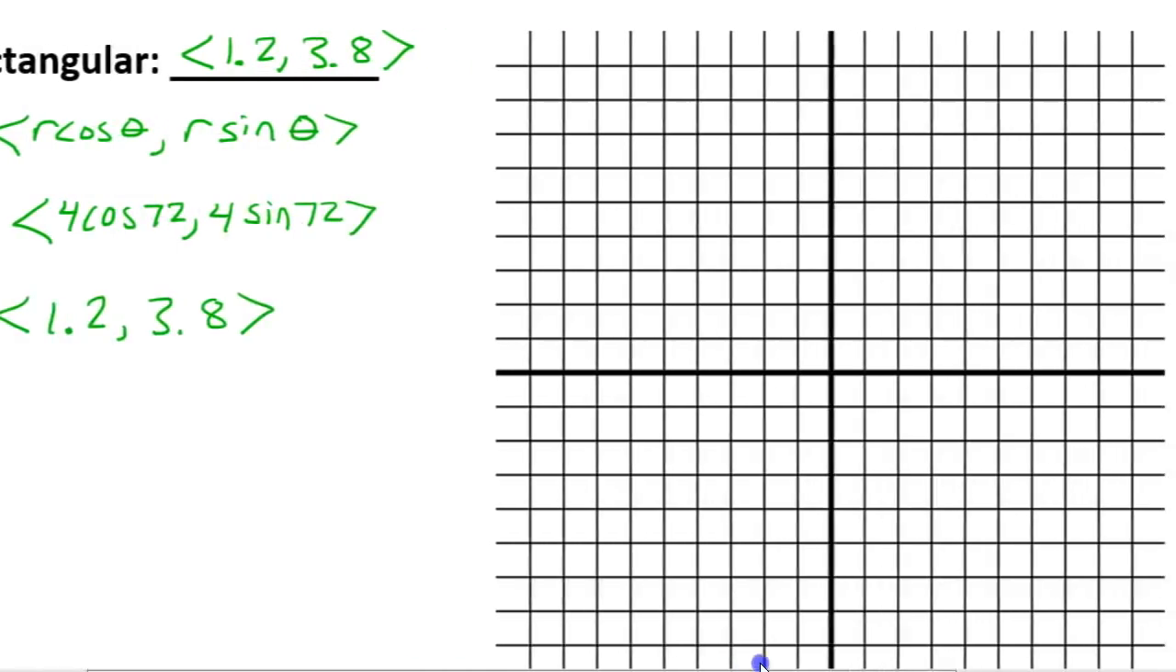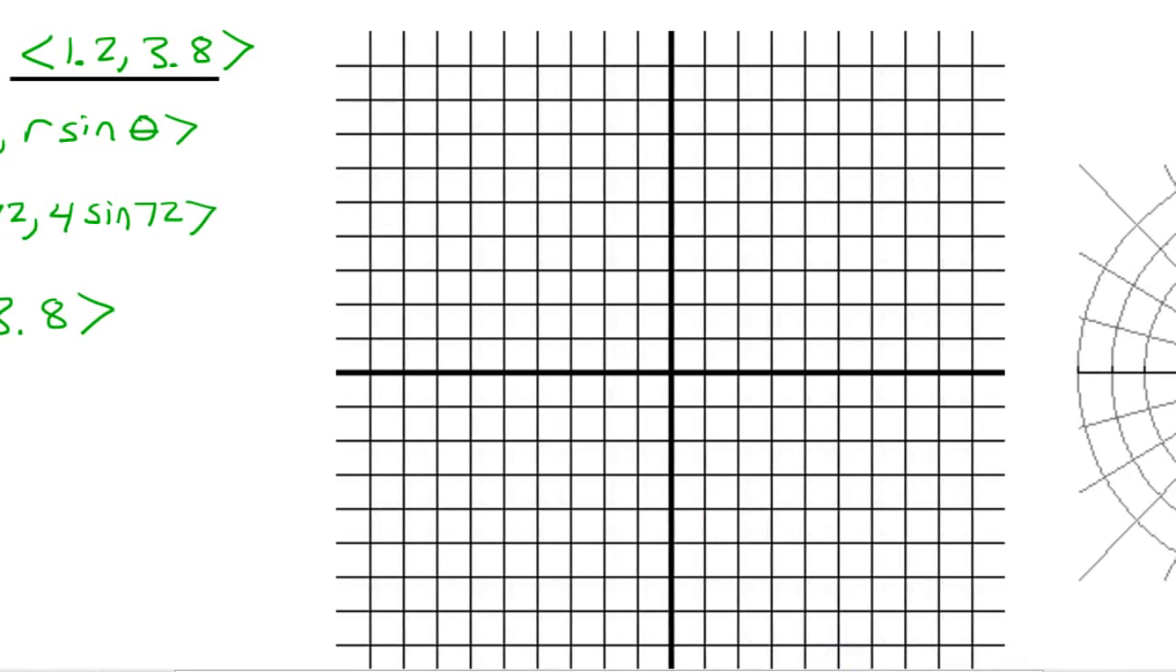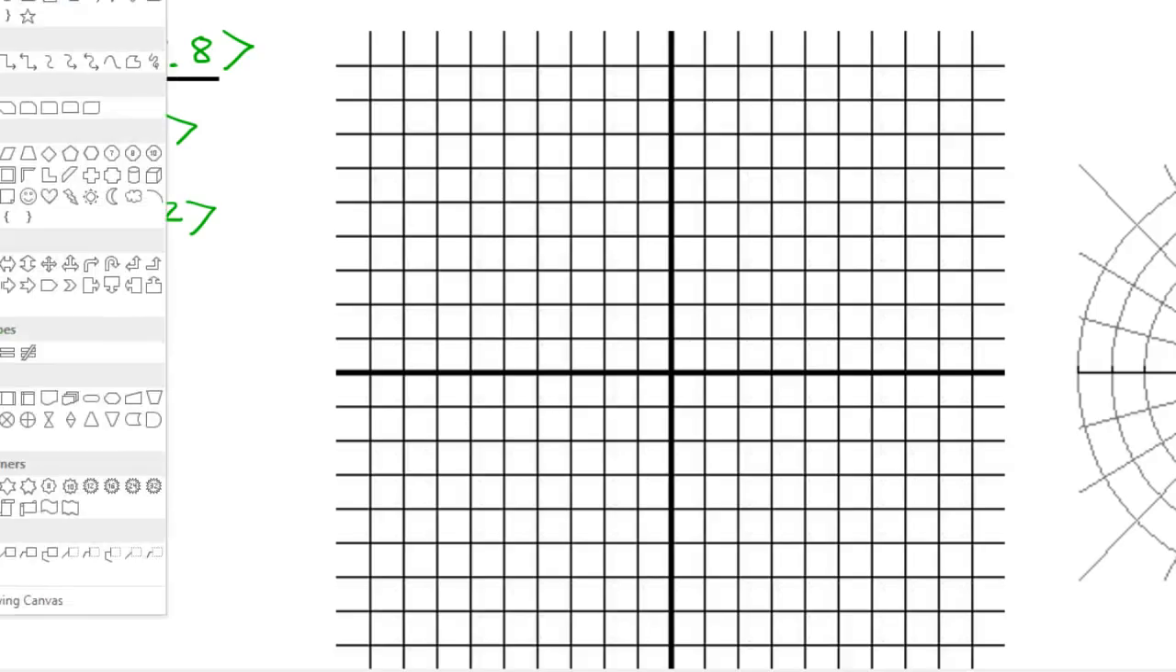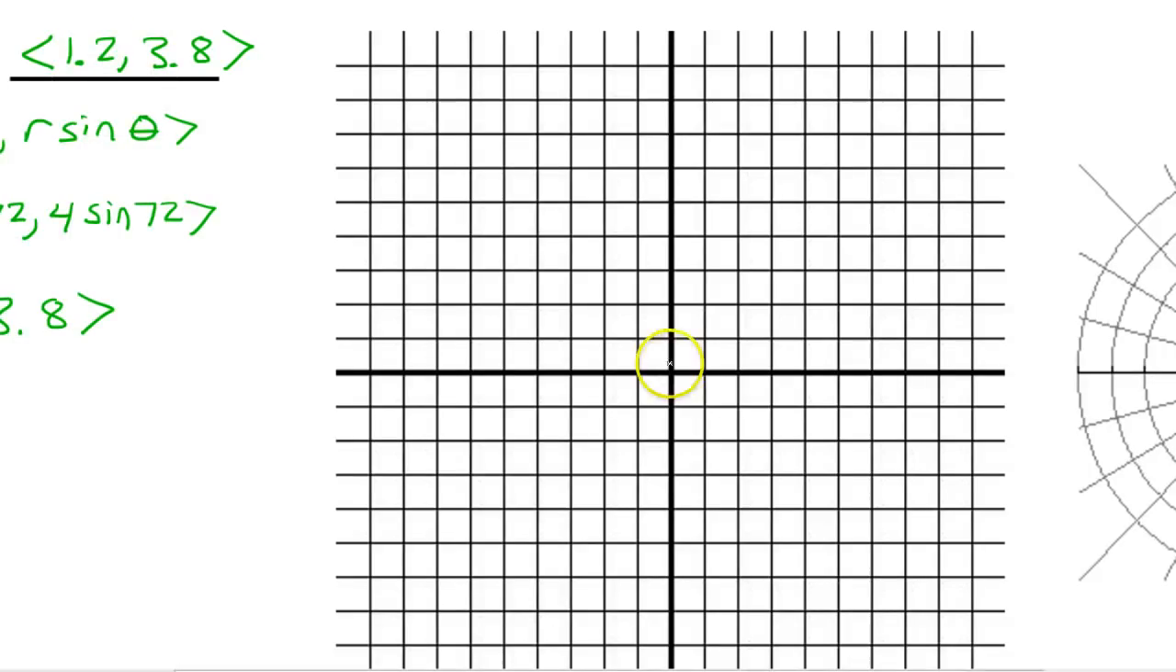Alright, now let's go ahead and graph using both methods. Okay, so if I were to go over 1.2 to the right and then 3.8 up, that would be right about here. Okay, that would be my terminal point, pretty close to it. So that's going to go like this. Okay, so that's how we would do it using the rectangular coordinates, the component form.